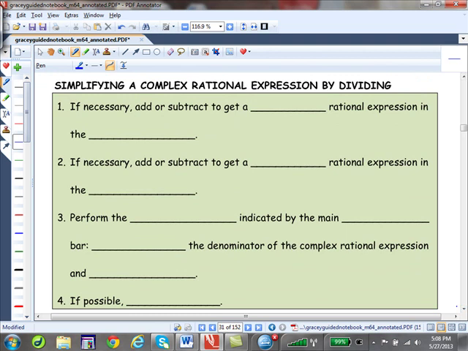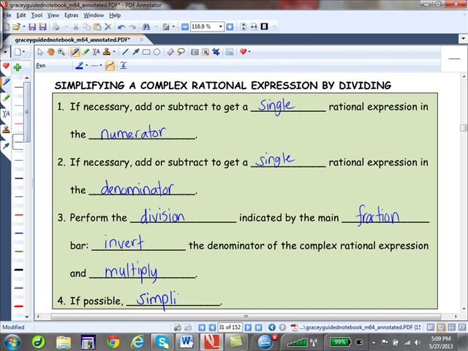This is how we simplify a complex rational expression the first way, by dividing. So if necessary, add or subtract to get a single rational expression in the numerator. So we want one happy fraction in the numerator. And then again, if you need to, add or subtract to get a single rational expression in the denominator. If we have that kind of situation, then it ends up being like that second warm-up, part B. Then you perform the division indicated by the main fraction bar, invert the denominator of the complex rational expression, and multiply. And then, as always, at the end, you see if you can simplify. Sometimes you can, sometimes you can't.